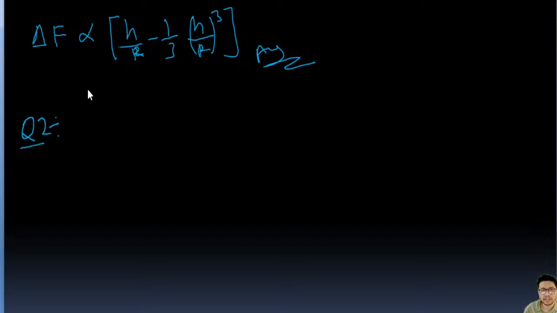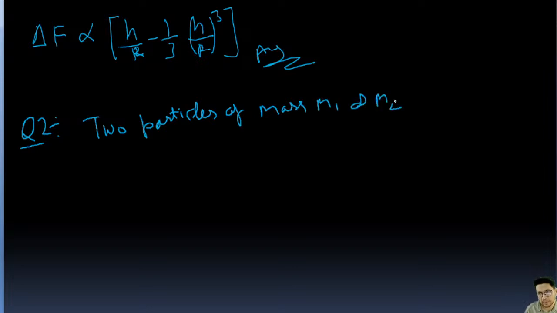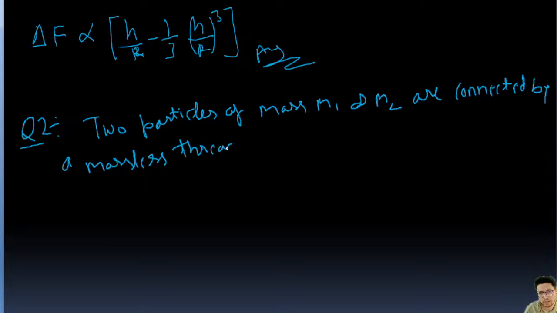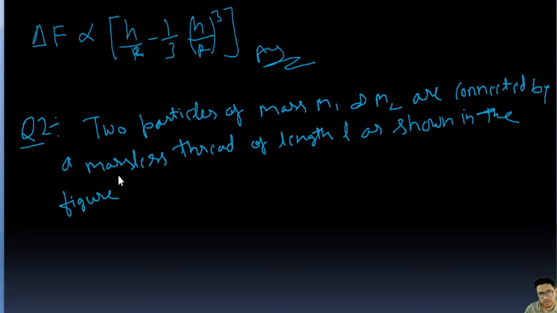Question number 2 is: two particles of mass m1 and m2 are connected by a massless thread of length L, as shown in the figure below. Okay, I'll draw the figure on the next page.